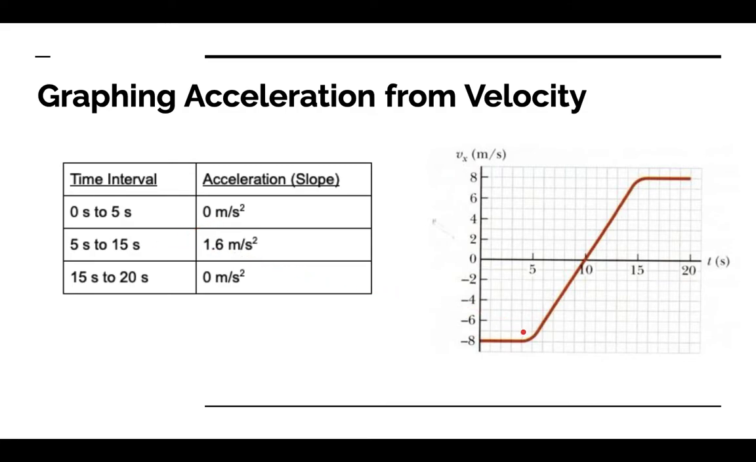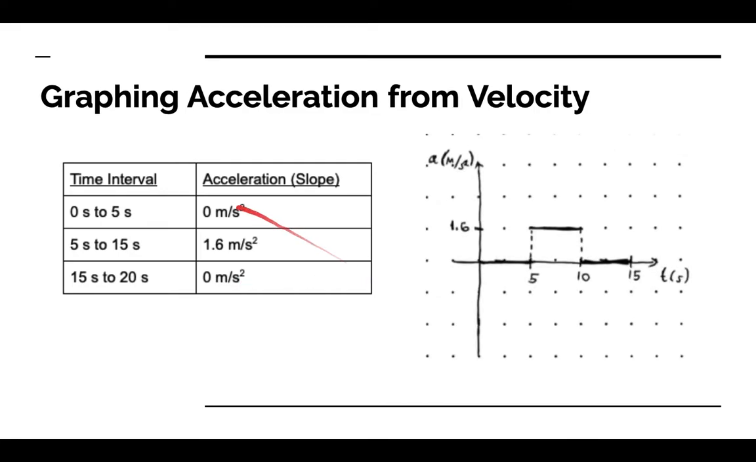From 5 to 15 seconds, we have a positive slope and hence a positive acceleration. If we calculate that number specifically, we get that our acceleration is 1.6 meters per second squared. Lastly, from 15 to 20 seconds, our acceleration is 0 again because our velocity is not changing. We have a 0 slope here, so from 15 to 20 seconds, our acceleration is 0 meters per second squared.